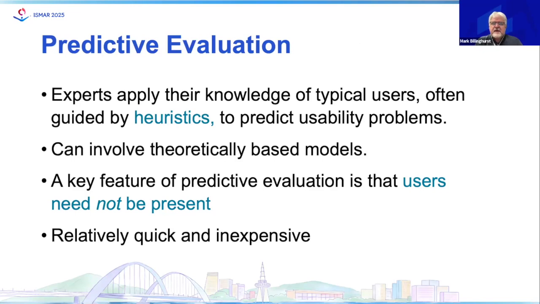The final type of evaluation is predictive evaluation. This is where experts can apply their knowledge of typical users and find usability problems. The advantage of this is that you really don't need to have many people. You can get 3 or 4 experts to look at your user interface and say, oh, the button's too small, or you can't read the text in VR. So it can be very quick and inexpensive because you don't need to recruit a large number of users. These experts typically use well-known heuristics or theoretical models to do that.